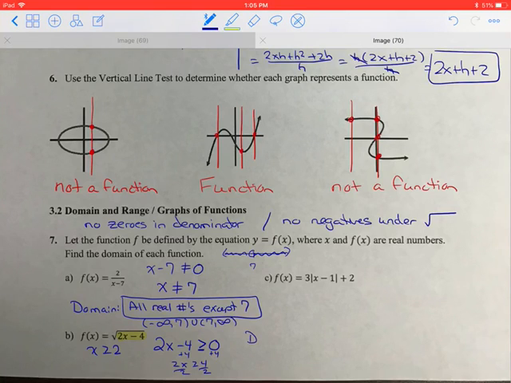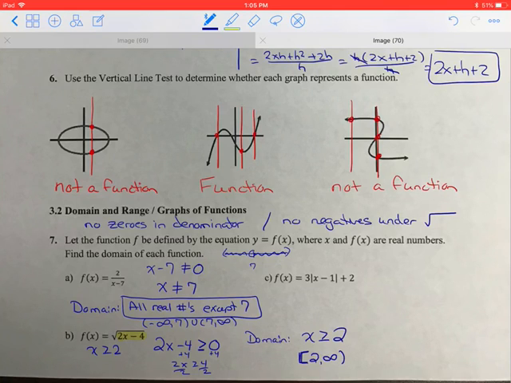So when I write my domain, I have a couple of options. I can leave it in inequality form. I want all numbers, real numbers greater than or equal to 2. Or if I think about that in interval notation, that means anything 2 or bigger. So 2 on up to infinity, but make sure you include the 2 itself.